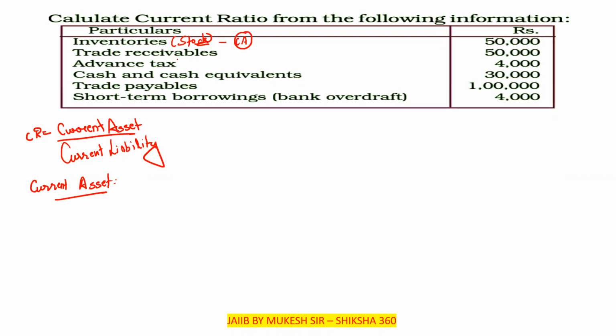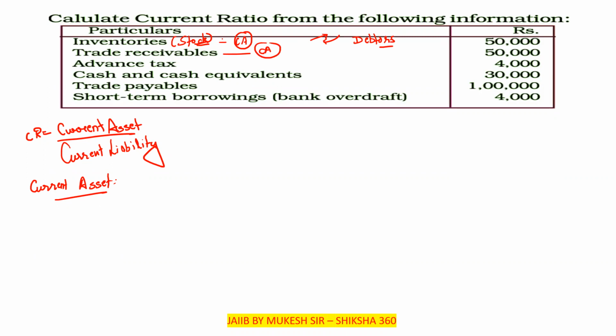Trade receivables: we have supplied our products to some party, and we have to receive the money from them. That is like debtors. So it is also one of the current assets.